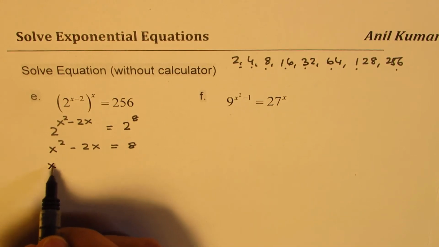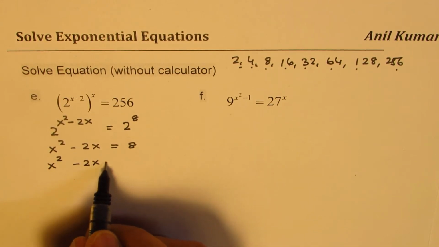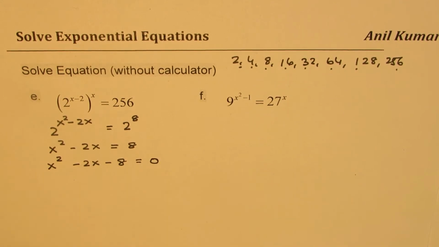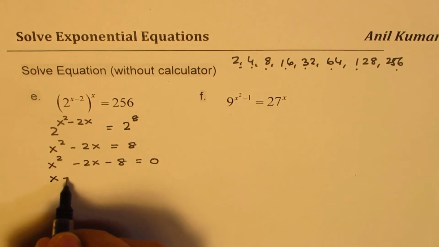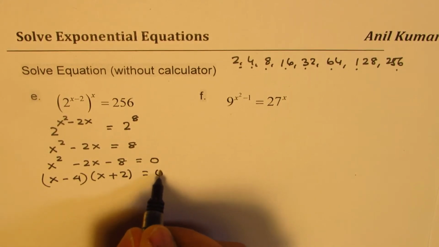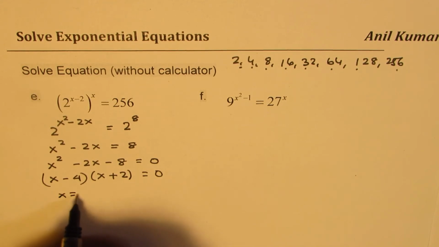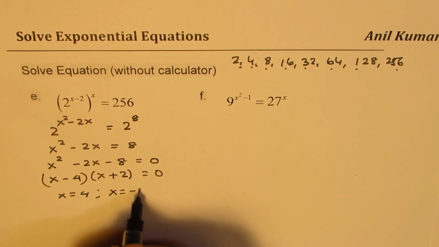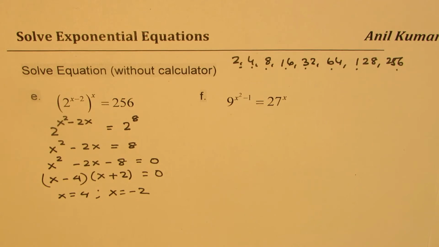That is a quadratic equation. So let's try to solve this quadratic equation to get the value of x. We need to factor. The product should be minus 8 and the sum minus 2. So what two numbers can give you that value? 4 and 2, right? 4 negative. So you get x minus 4 times x plus 2 equal to 0. So that gives you the solutions x equals 4 and x equals minus 2.